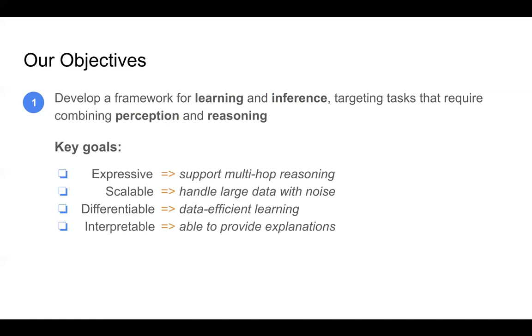We'd also, of course, like to scale. What that means is we'd like to handle large real-world data with noise. For example, images with pixels, as opposed to, say, synthetic data. We'd like to be end-to-end differentiable. That is something that is needed in order to be data efficient, to learn from a few labels and so on. And lastly, we'd like this framework to be interpretable. It should be able to provide explanations. Okay.